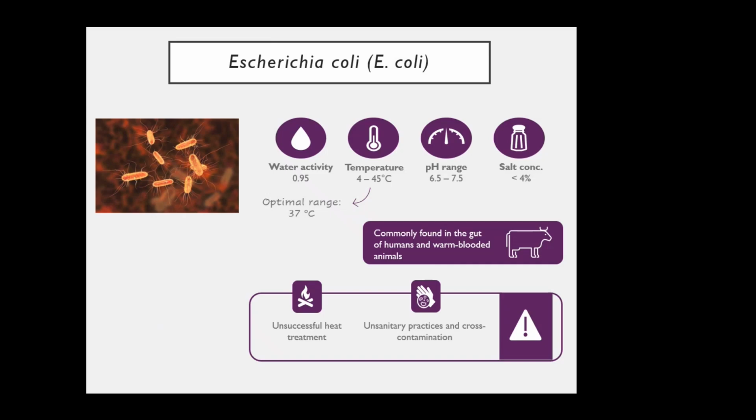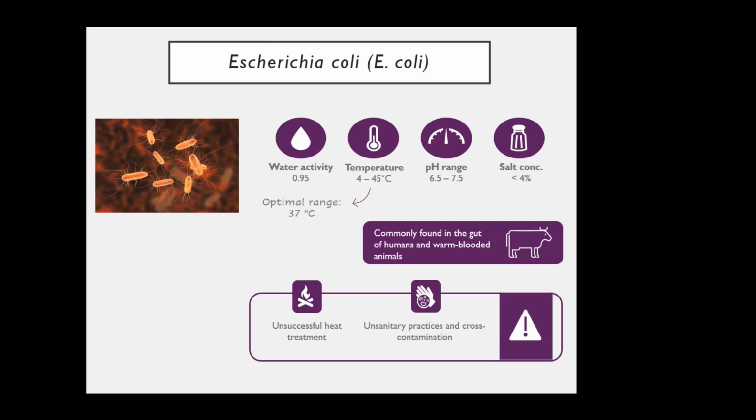E. coli is commonly found in the gut of humans and warm-blooded animals. The presence of E. coli can indicate fecal contamination. So, for instance, where you work with animals on a farm and you can get cross-contamination with their feces, you will find a lot of E. coli present in the meat of that animal.